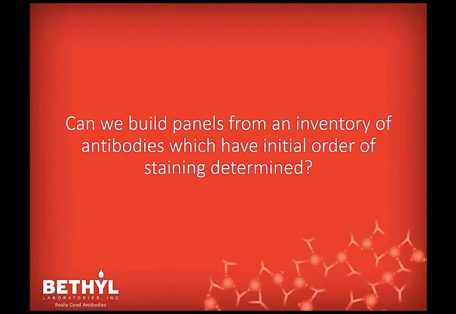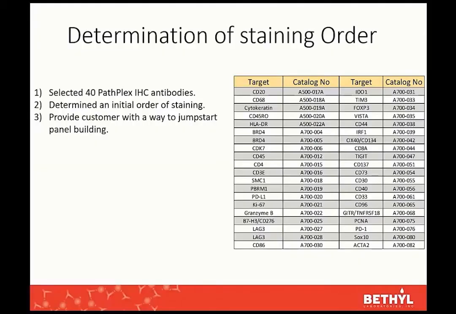So we wanted to ask, can we come up with a way to build panels that's more simplified and can get you from panel design to staining your tissue the fastest way possible? And so we took 40 of our Pathoplex IC validated antibodies, and what we wanted to do is try to determine a staining order that we could provide to the customer, and that would allow them to quickly assemble panel options and then get to a completed panel faster.